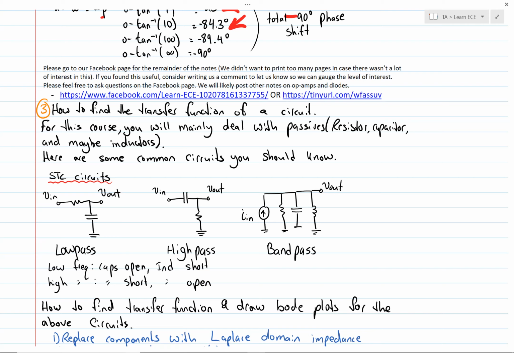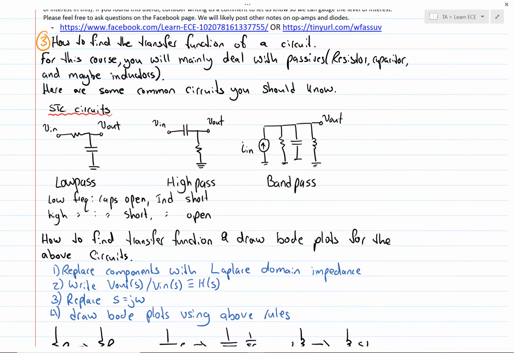Okay, now we've come to the final point in this video, which is how to find the transfer function of a circuit. For 231, you'll mainly deal with passives, which means resistors, capacitors, and maybe some inductors. If you go on to take future electronics courses, we'll get fancier, and the transistor transfer functions will also be incorporated. But for now, let's focus on the absolute basics, make sure you get these, and then we can make it fancier later on.